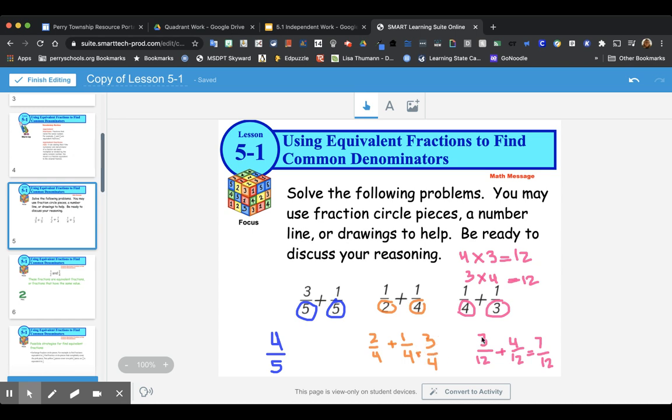And finally, for 1/4 plus 1/3, I had to change both of these. So you can see up here, I did 4 times 3 is 12, and 3 times 4 is 12. So I changed 1/4 into 3/12, and 1/3 into 4/12. And then I added 3 plus 4 is 7, and I kept my denominator of 12.